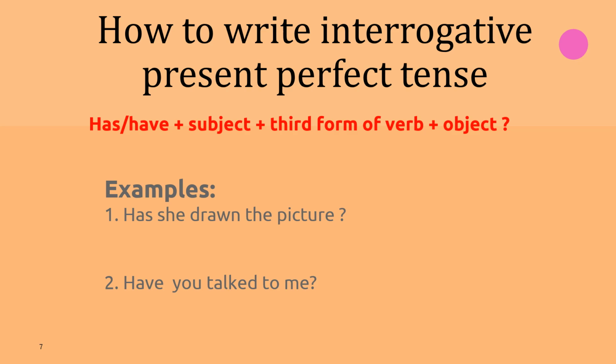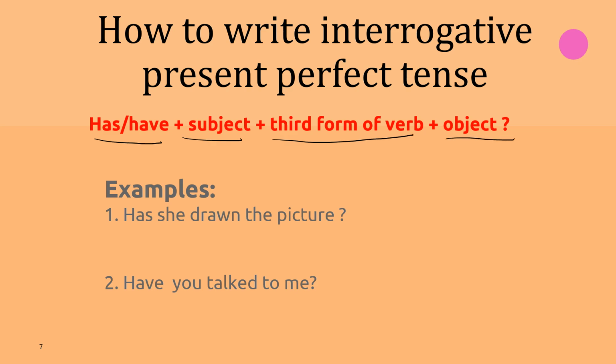Now how to write the interrogative present perfect tense. Interrogative means in the question form. When the sentence is written in the question form, it is called the interrogative form of the sentence. Now what is the syntax? Let's have a look at the syntax. Has, have. First we have to add has, have, then the subject, then the third form of the verb, and then the rest of the sentence.